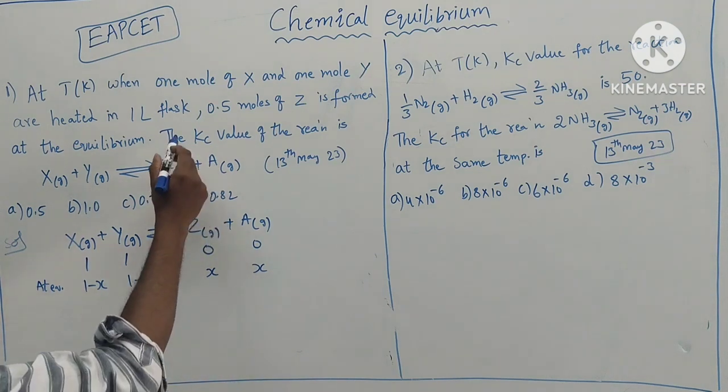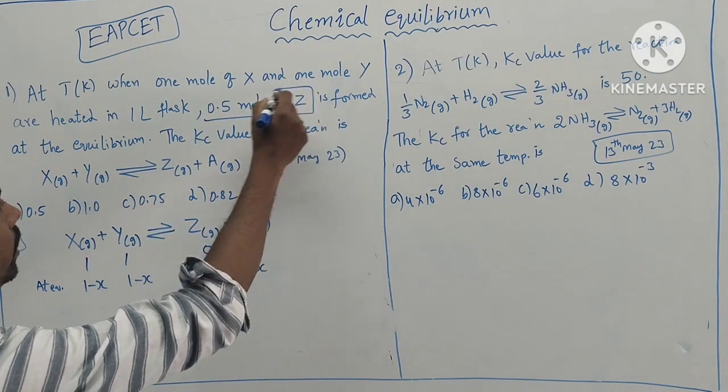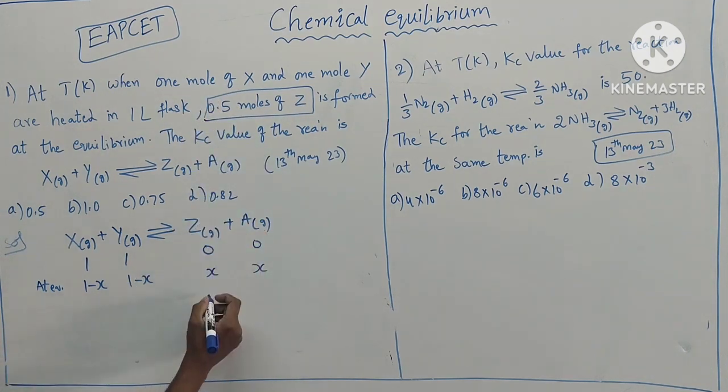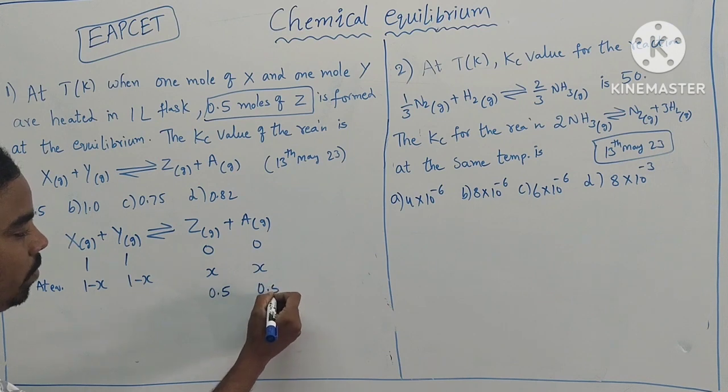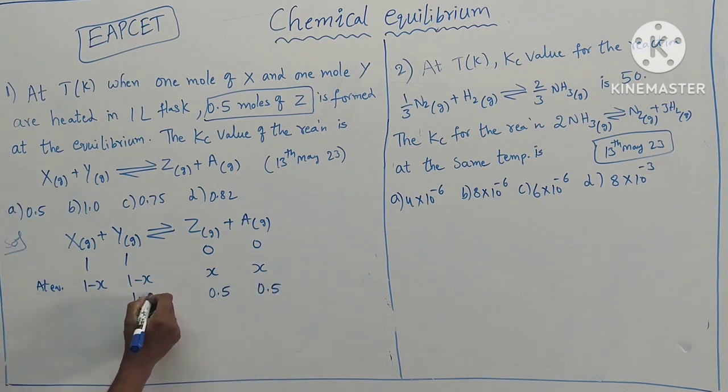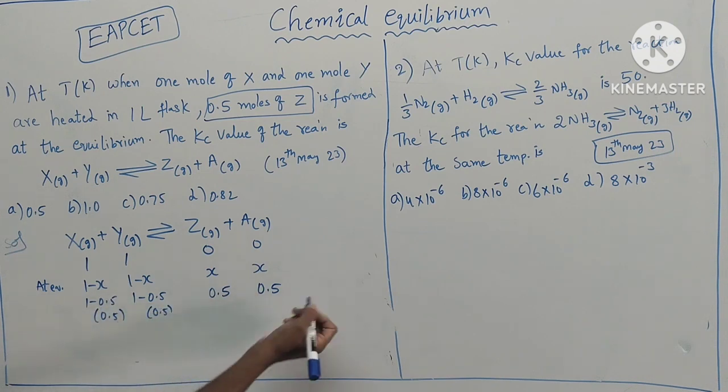Next, 0.5 moles of Z is formed. That means Z is equal to 0.5. X is equal to 0.5. Here also x is equal to 0.5. So 1 minus 0.5 means 0.5. Here also 0.5, 0.5, 0.5.